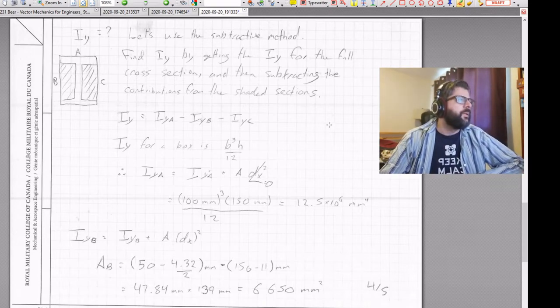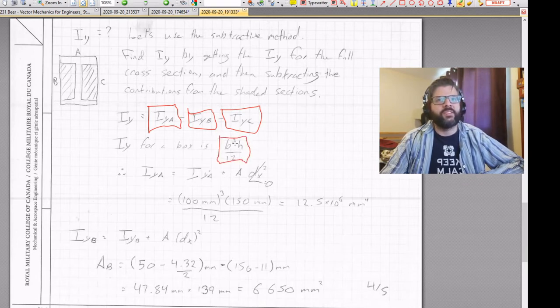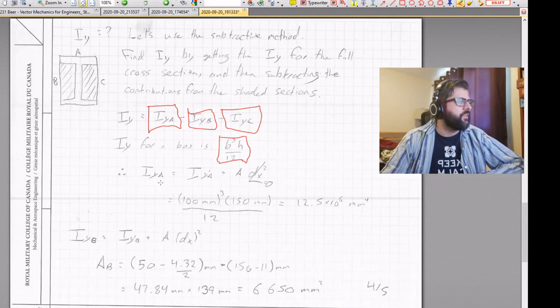So again, we still need to use the parallel axis theorem for those. For Iy, it's similar to the x calculation, except we're cubing the base instead of the height here, and then dividing by 12 again. In this instance, A is the overall box, and B and C are these shaded sections that we're removing here.